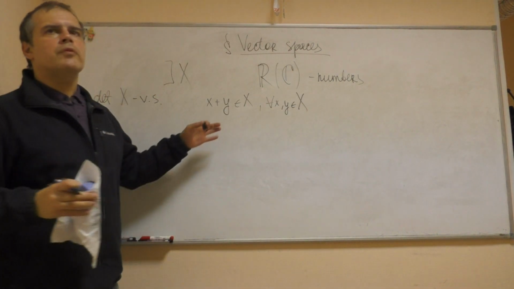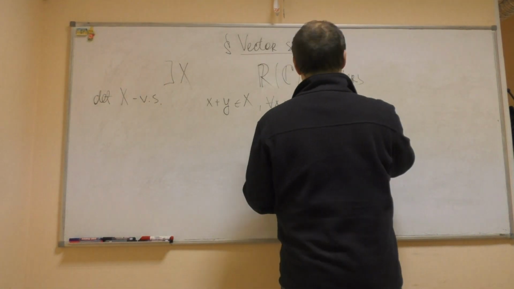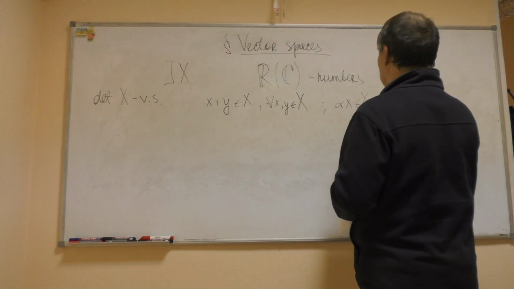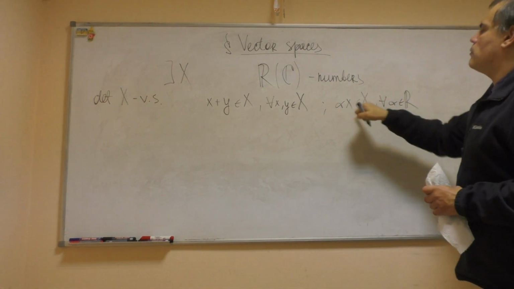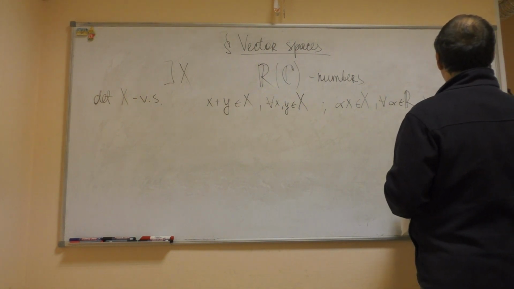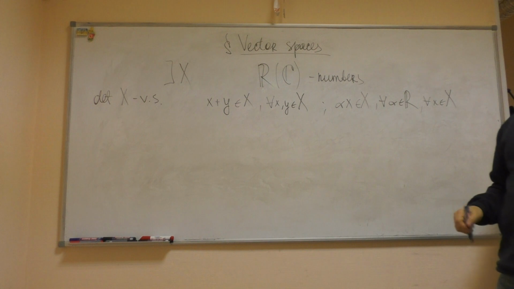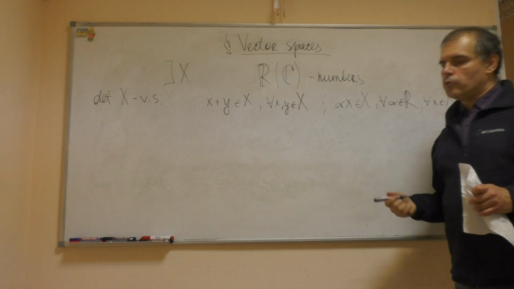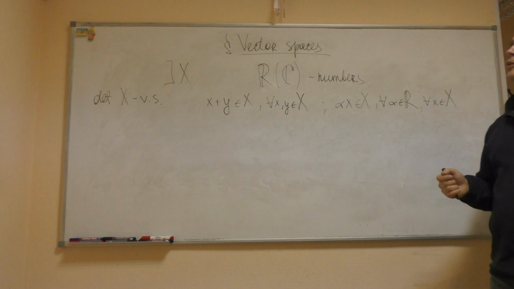So by doing this we introduce the vector addition operation, and also for each element from X and each number alpha we correspond another element of X called the product of X and alpha. And by doing this we introduce the scalar multiplication.